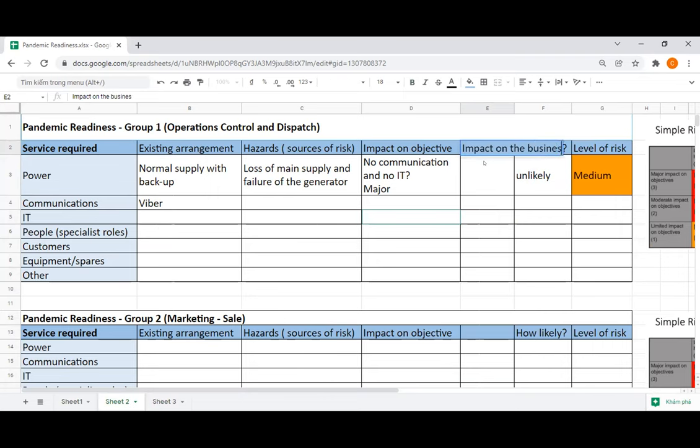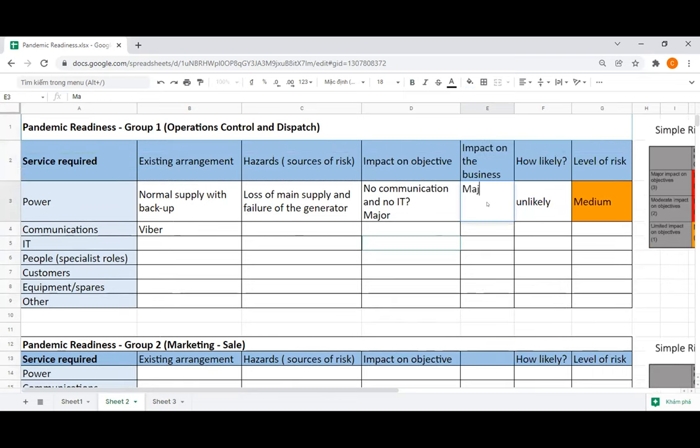Okay, on the business. Yeah, this is really important because we can then make a distinction between each department, the impact on the business, or on customer service, service delivery would be better. Yes. Okay, that makes more sense.